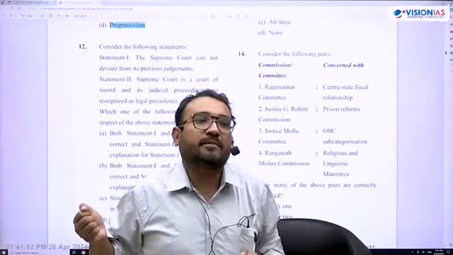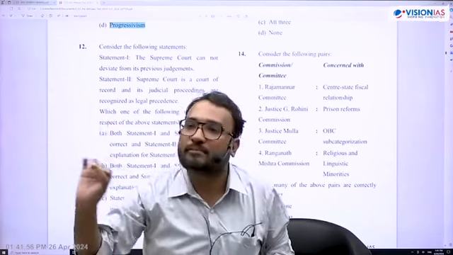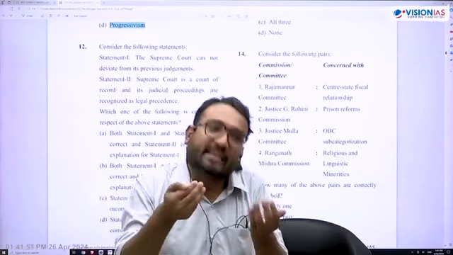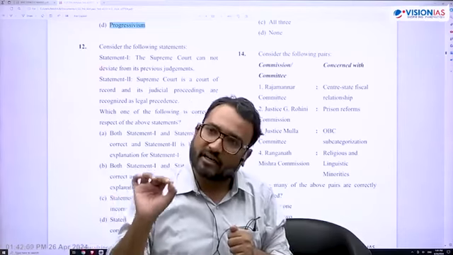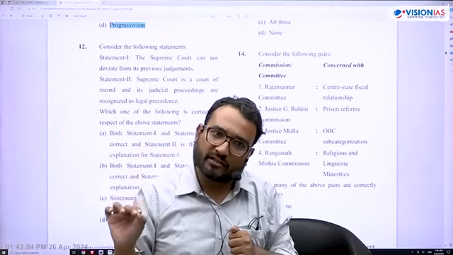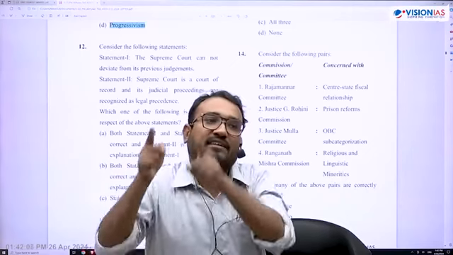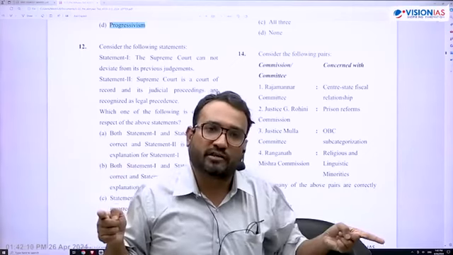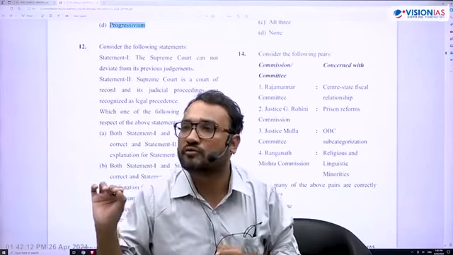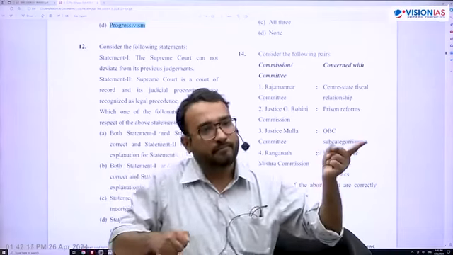Reviewing its own judgment is explicitly provided in Article 137. Judicial review is explicitly not provided. It is an inference coming from Article 32, Article 13, Articles 131, 132, 133, 134, 136, 145, 143, 226, 227. These are the articles that point towards judicial review. Although the term judicial review is not mentioned in the Constitution, neither in the Indian Constitution nor in the American Constitution.